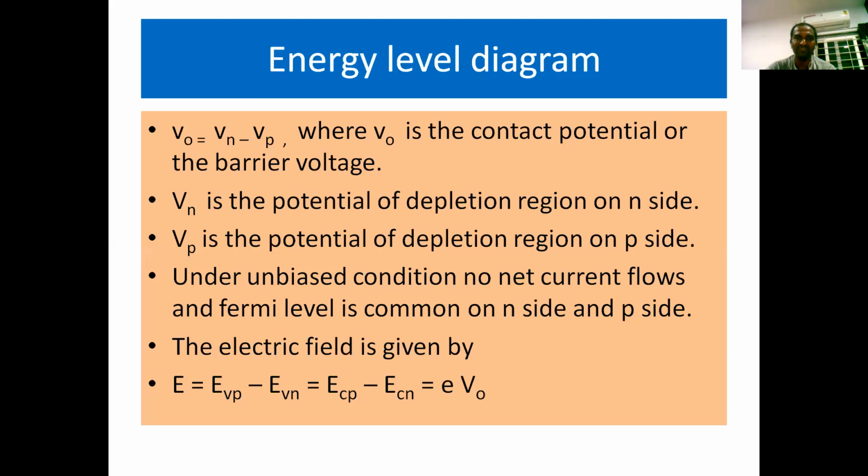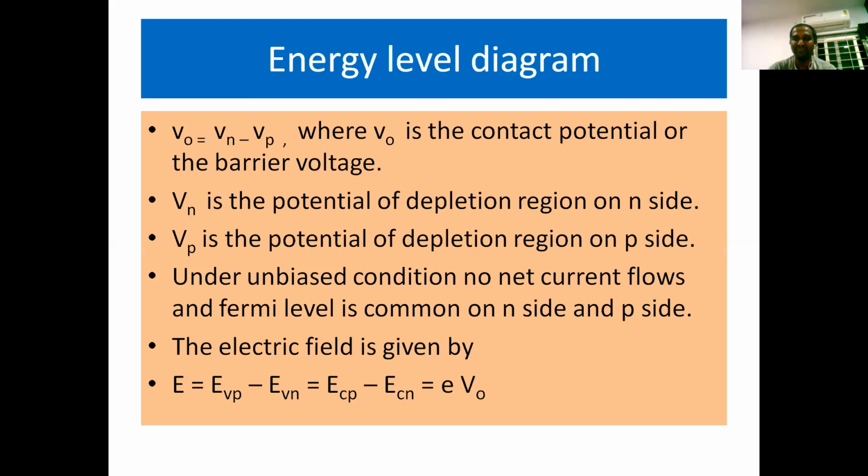V0 equals Vn minus Vp, where V0 is the contact potential or the barrier voltage. This barrier voltage is also represented with Vb. There is no difference, either V0 or Vb, both represent the barrier voltage. Vn is the potential of the depletion region on N side and Vp is the potential of the depletion region on P side. Under unbiased condition, that means no external source is connected, no net current flows and the Fermi energy level is common on N side and P side.